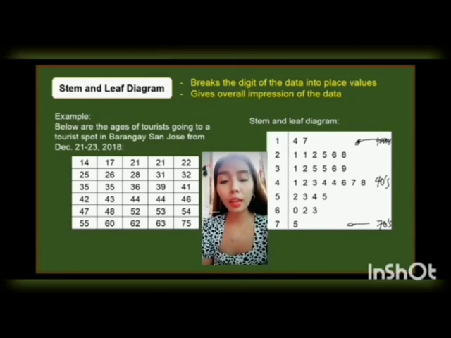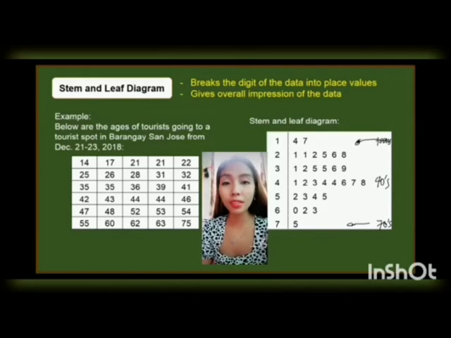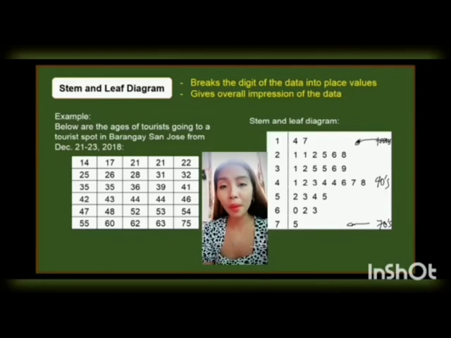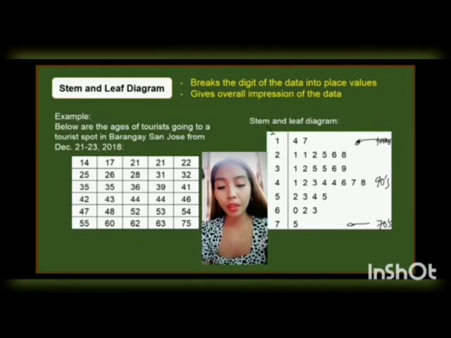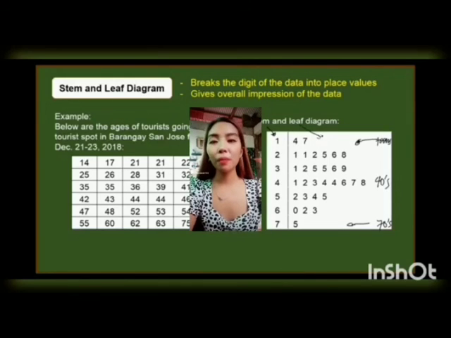In line with that, we can visualize what this data means. This data can be a basis for the owners of the stores in that tourist spot so that they can improve their businesses. So that's it for the stem and leaf diagram. Remember that the first column, the column on the left of the line, is the stem, and the column on the right is called the leaf. I hope you learned more about data sets using the stem and leaf diagram.